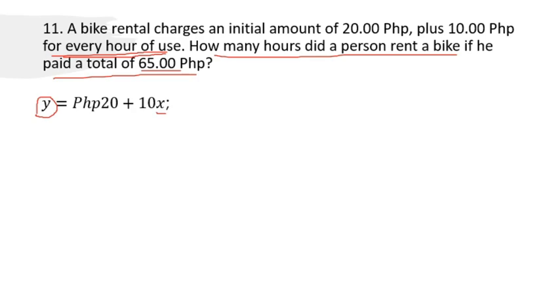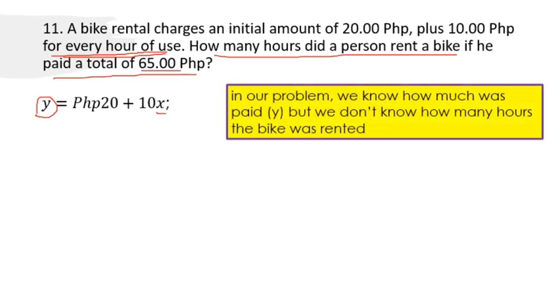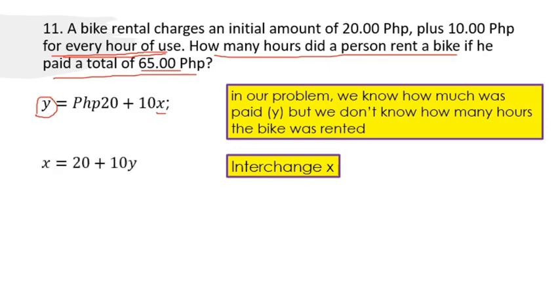So, in our problem, we know how much was paid. But we don't know how many hours the bike was rented. Hindi natin alam kung ilang oras nirent yung bike. So, y is now our known variable, x is hindi. So, para ma-solve natin itong problem na to, i-apply natin yung inverse function. So, ang kailangan natin gawin is interchange x and y. Pagpalitin natin. So, si y, pinilit ko kay x, at si x, pinalit ko kay y.